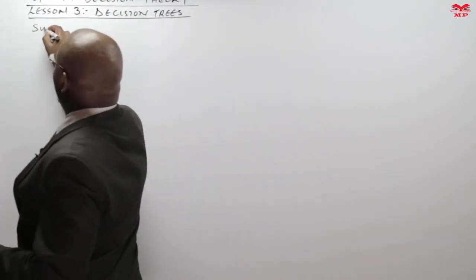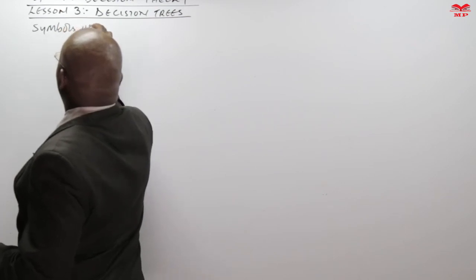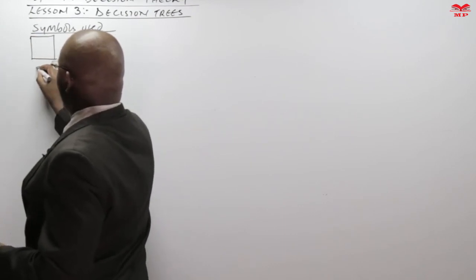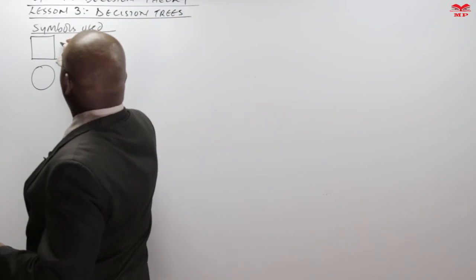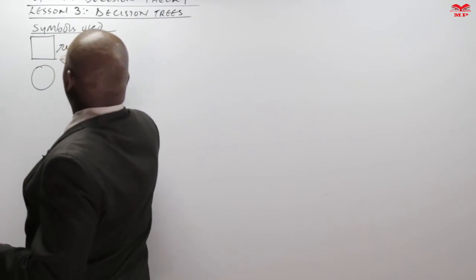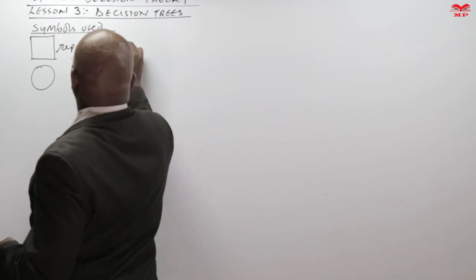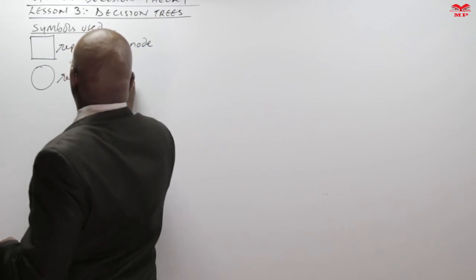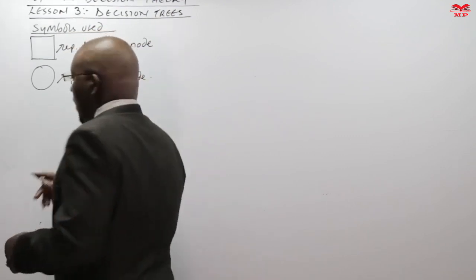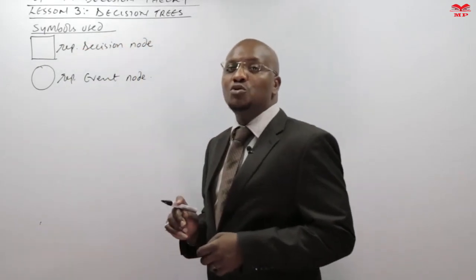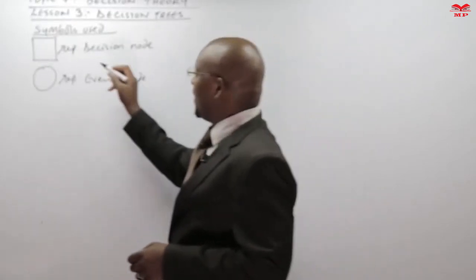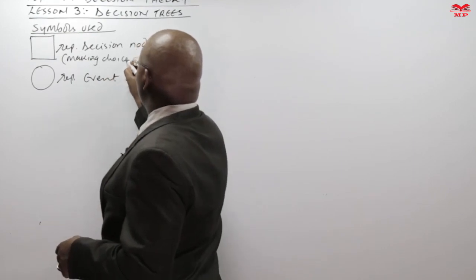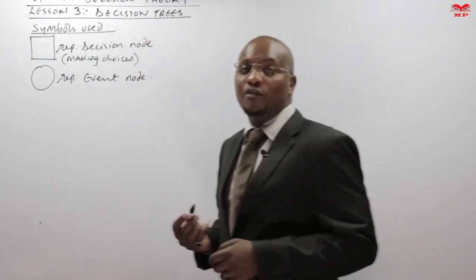So we'll have symbols used. We have these two major symbols: the box and the circle. The box represents the decision node, and the circle represents the event node. Now, the decision node is used when you are making choices, that you select one choice out of the many.